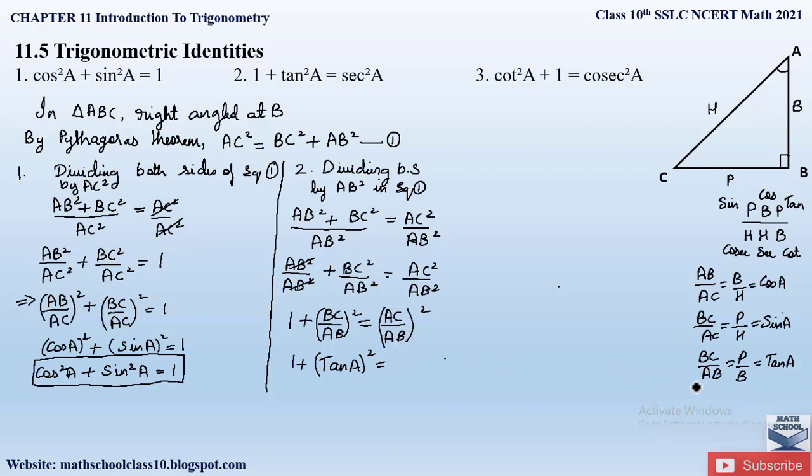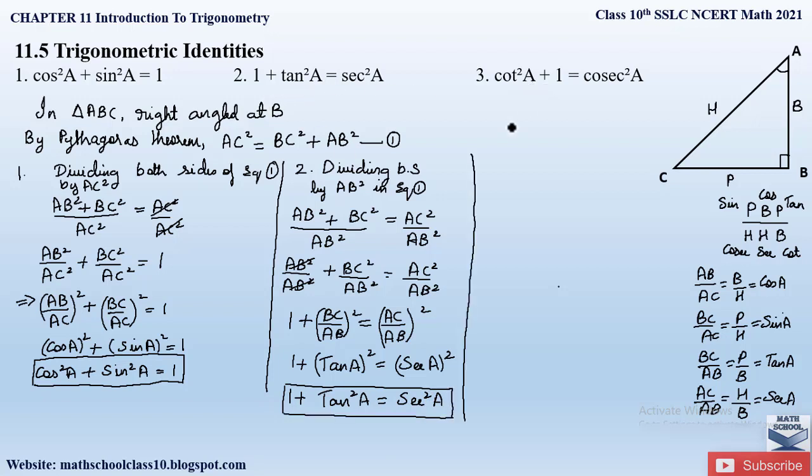So what is the value of AC by AB? Let us find out. AC is hypotenuse and AB is base. So hypotenuse by base will be what? Secant A. So let us substitute here AC by AB as secant A the whole square. So this can also be rewritten as what? 1 plus tan square A equal to secant square A. Right, so we have proved again our second identity.